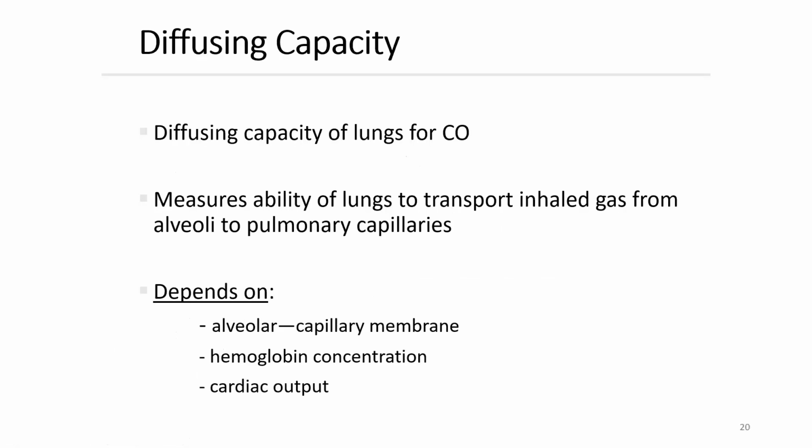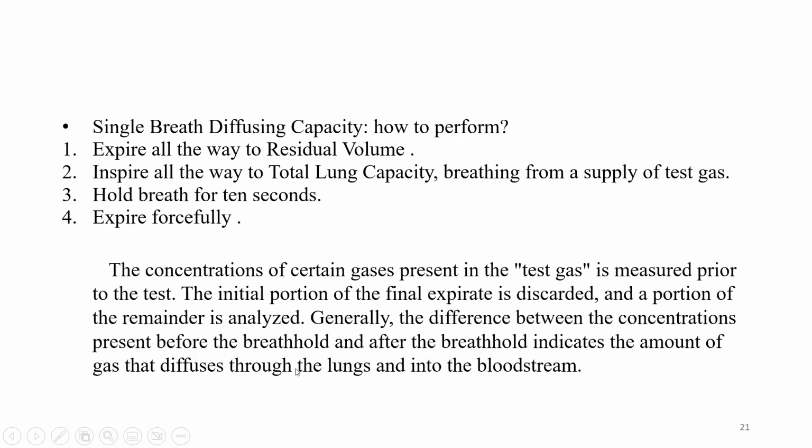The diffusion capacity is a very important test to prove a restrictive pattern. We use carbon monoxide to determine the diffusion capacity for the lung. It measures the ability of the lung to transport inhaled gases from the alveoli to the pulmonary capillaries. So it depends on the alveolar capillary membrane, hemoglobin concentration, and the cardiac output. As we see, it may be affected by alveolar hemorrhage and anemia. How can we use the diffusion capacity, how can it be performed?